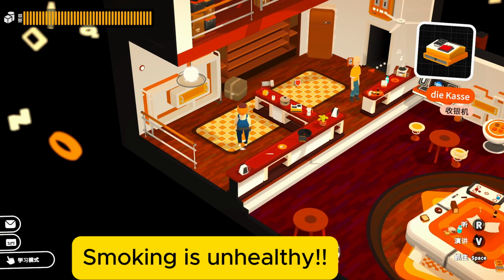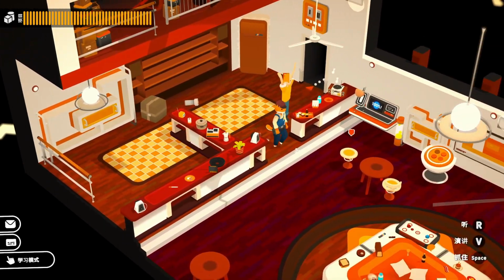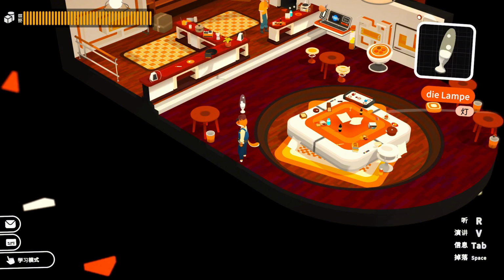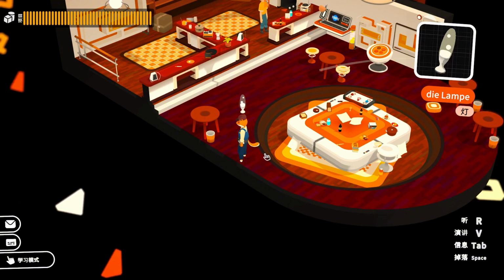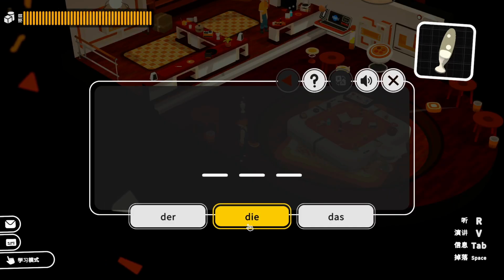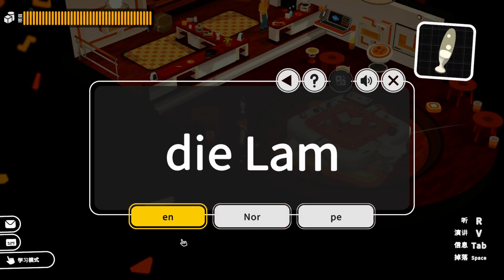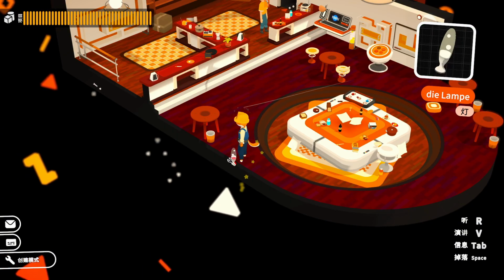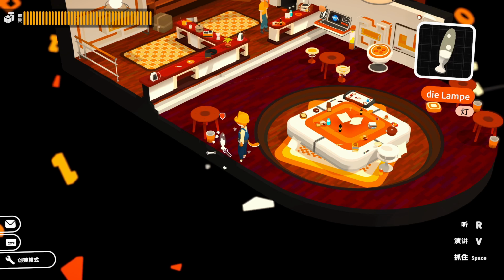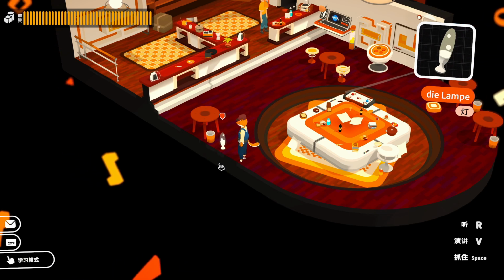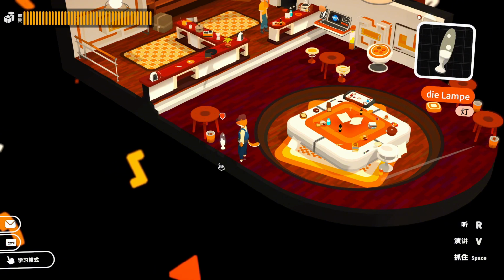And let's now go to the second good example. And the second good example is Lampe. Let's listen to it. Die Lampe. And spell it. So, die Lampe. As you can see, the syllables are separated correctly, and I think it can definitely help the learner learn the spelling rule in German.